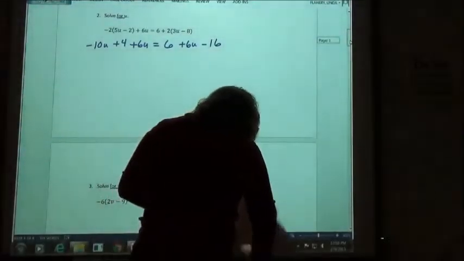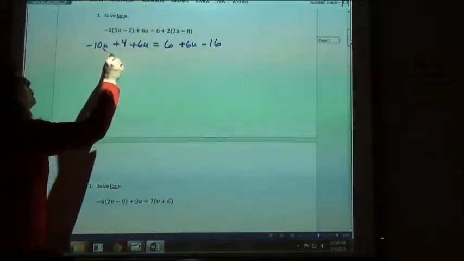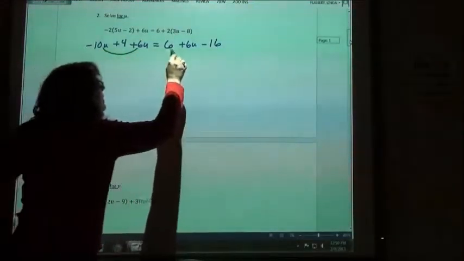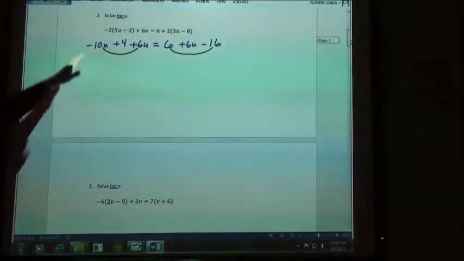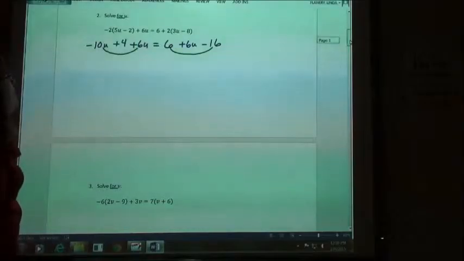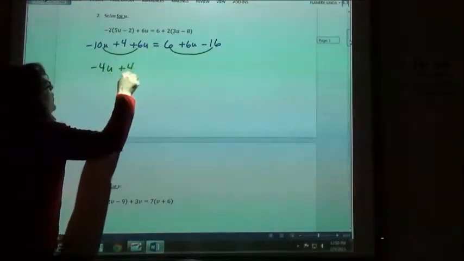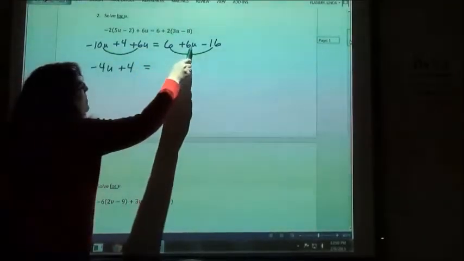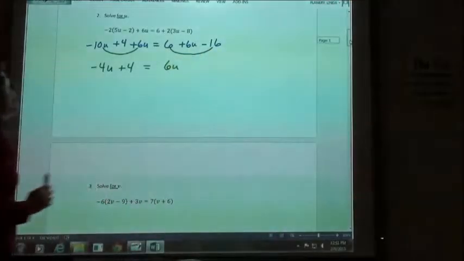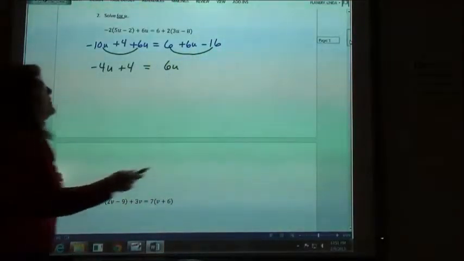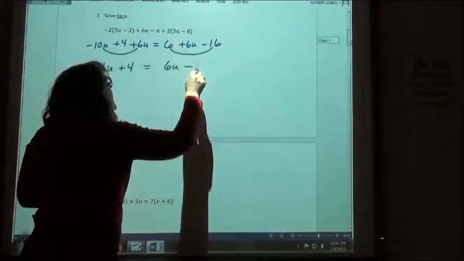Our next step, we said, combine the like terms that are on the same side. So I'm going to put my u's together on the left side, my numbers together on my right side, right? So negative 10 plus 6 would be negative 4. Negative 4u, and then just bring down my plus 4. On the other side, I like my variable first, so I'm going to put my 6u in front and then put my number on the end. 6 minus 16 is negative 10.